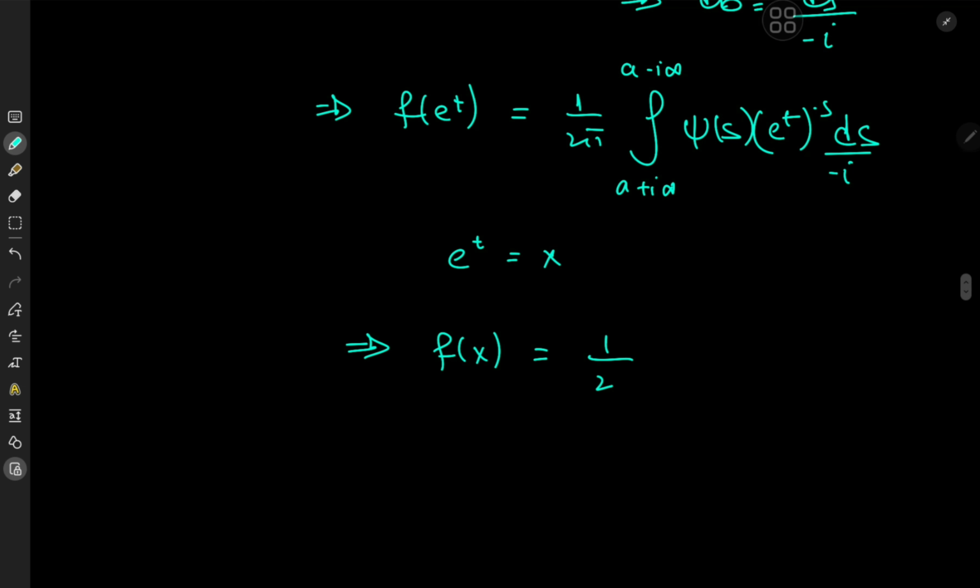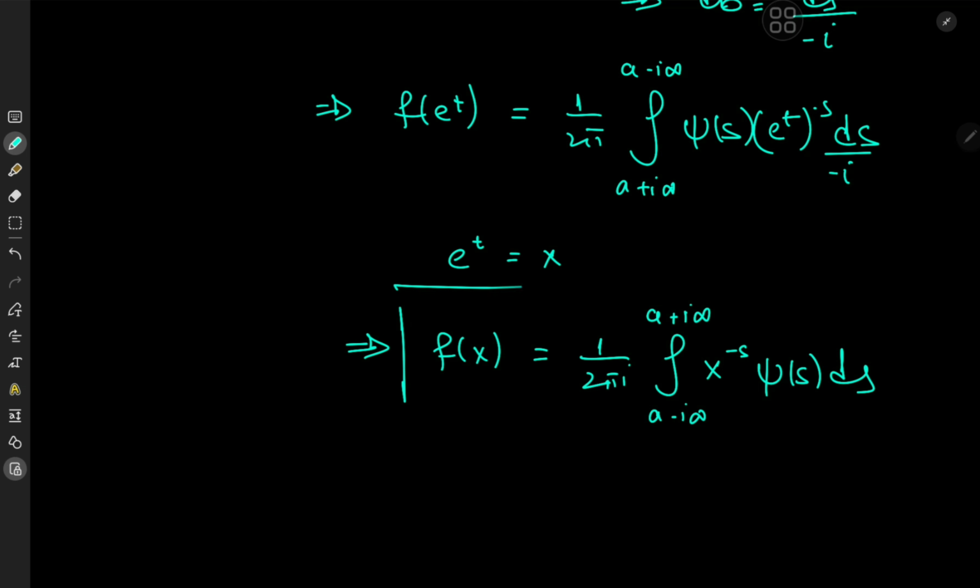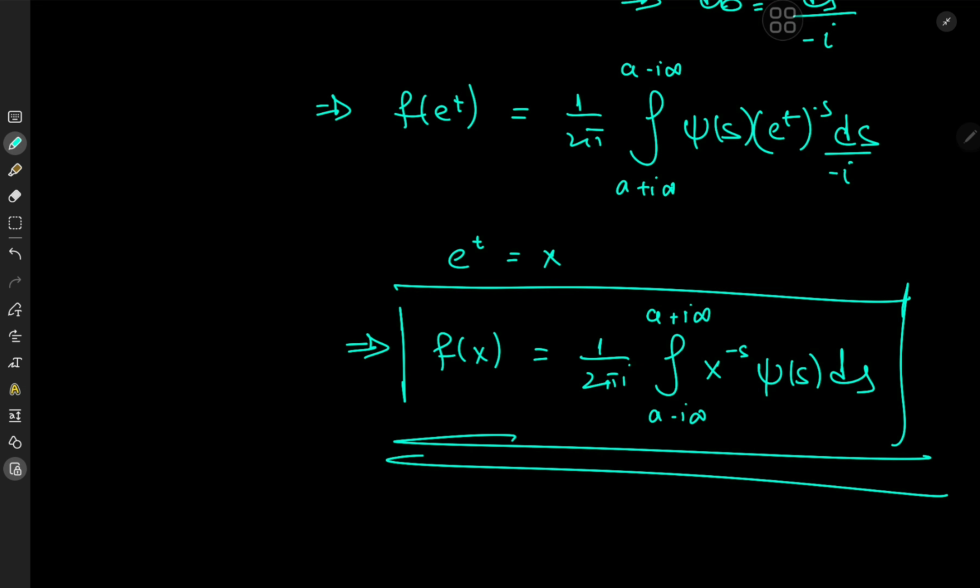So we have 1 over 2 pi i with a negative sign. However, if we switch up the limits of integration to be from minus i infinity to plus i infinity, we get rid of that extra negative sign. So we have 1 over 2 pi i times the integral of, with t = ln x, x to the negative s times psi of s ds. And that, my friends, is the Mellin inversion theorem.